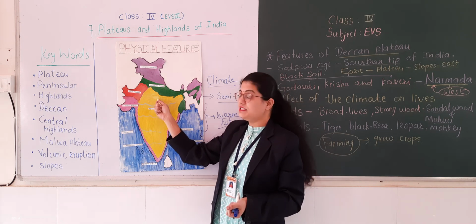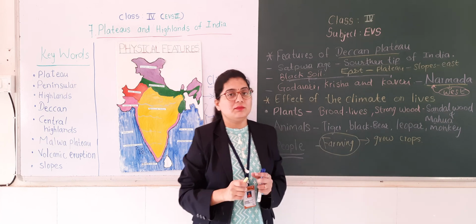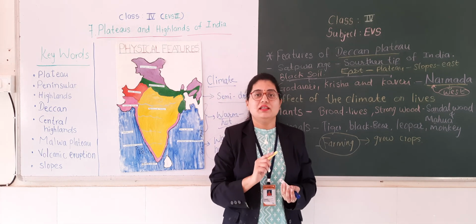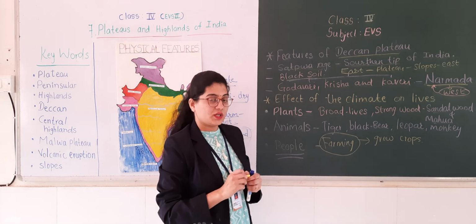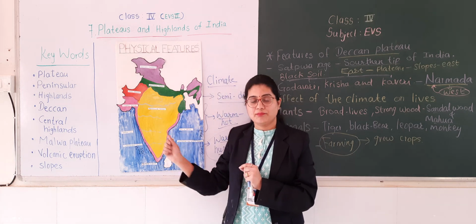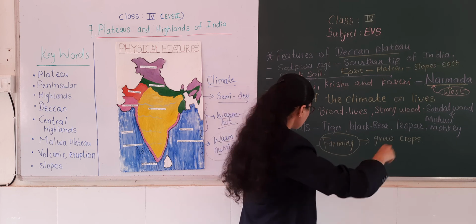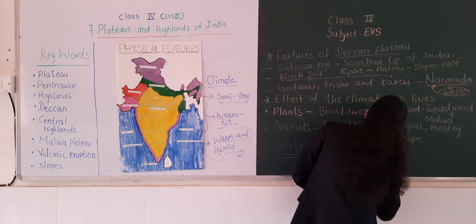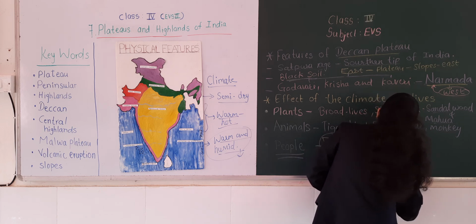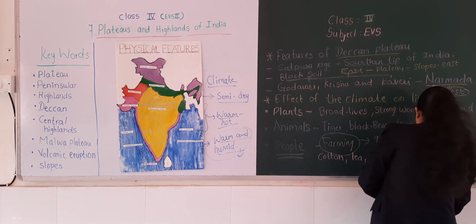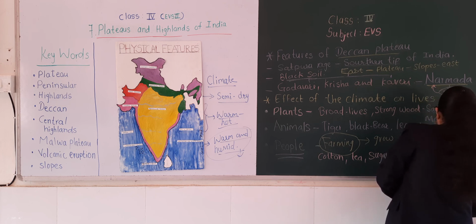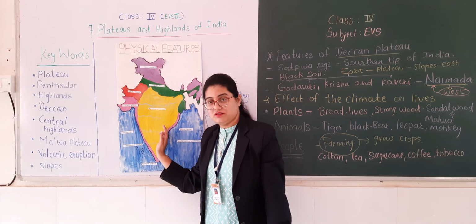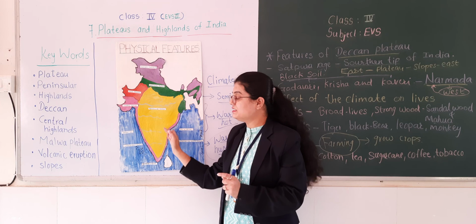As we have seen, in this region, the Central Highlands, we have different crops such as cotton, coffee, tea, sugarcane, tobacco, etc. These are the main crops of this region, and they are grown in large amounts here.